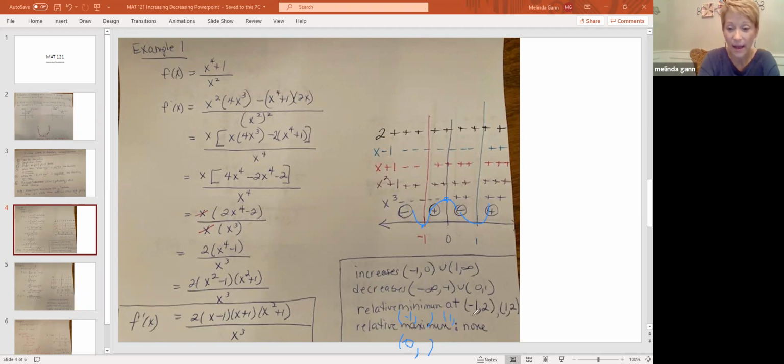Now, how do I get the y parts? I plug these into my original, not into my derivative, into my original. So if I plug a 1 in there, 1 to the 4th is 1, 1 plus 1 is 2. So I've got 1 to the 4th, and then plus 1, because it says plus 1 right there. And then the whole thing is over that 1 squared.